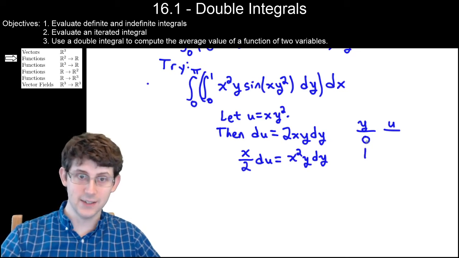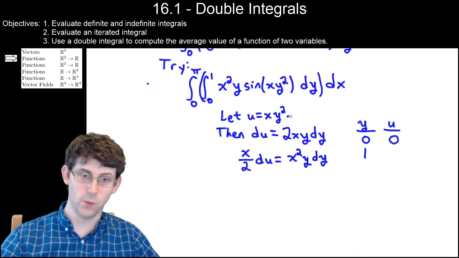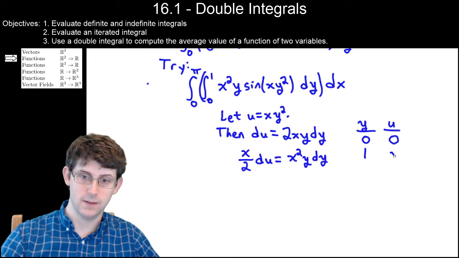If y is 0, what's u? I'll plug in 0 for y. When you plug in 0 for y, you get that u is 0. If y is 1, what's u? Well, if y is 1, u equals x.